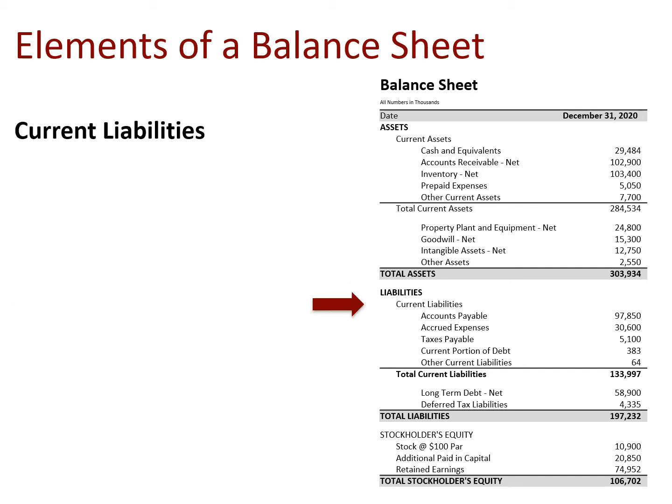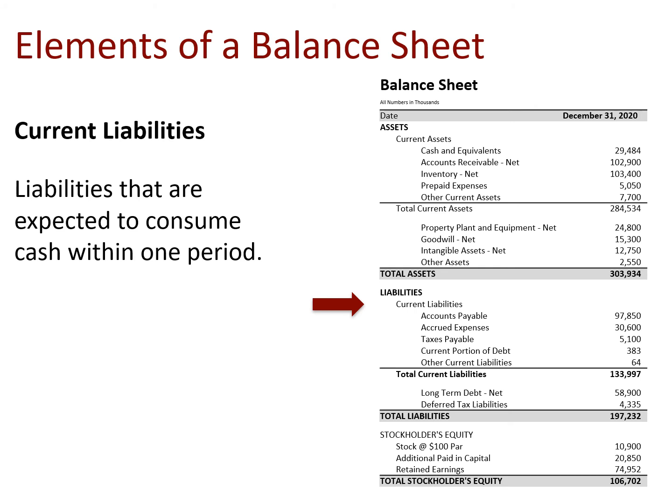Current liabilities are liabilities that are expected to consume cash within one period. So think about, we talked about current assets. Current assets are expected to be converted into cash. Current liabilities are expected to consume cash. And so if you think about it, you want to really be able to compare these two, and a risk factor would be to analyze and make sure your current assets are larger than your current liabilities.